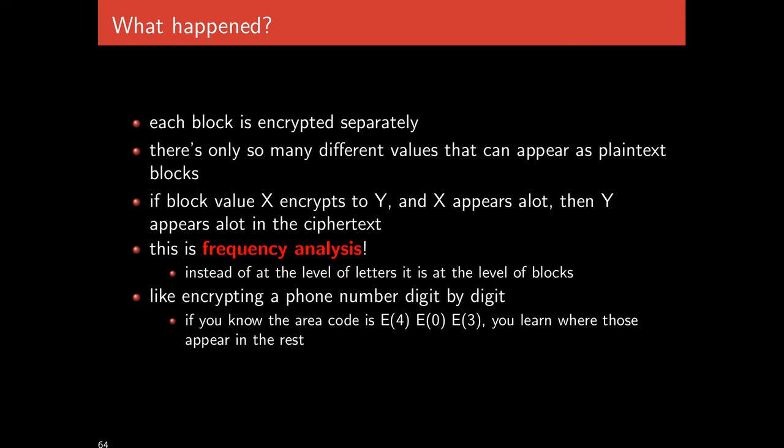Another way to think about it is, if you were to encrypt a phone number digit by digit, well, the first three will be the encryption of 4, encryption of 0, encryption of 3, if, for instance, you knew that it was a 403 area code. So you would then learn what the encryption of 4 is. And if 4 appeared in the actual number, you would see that same encrypted value again, right? This is just frequency analysis now being applied at this level of blocks.